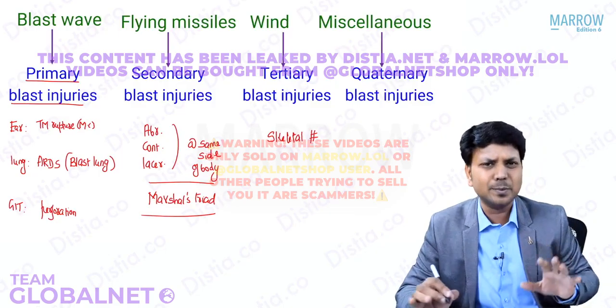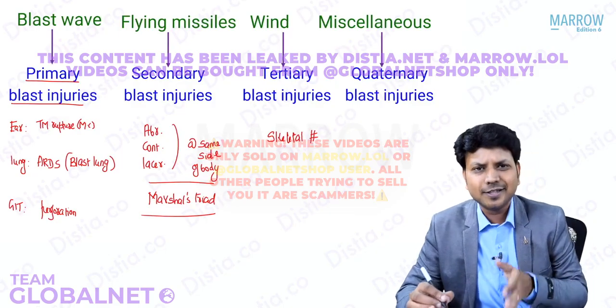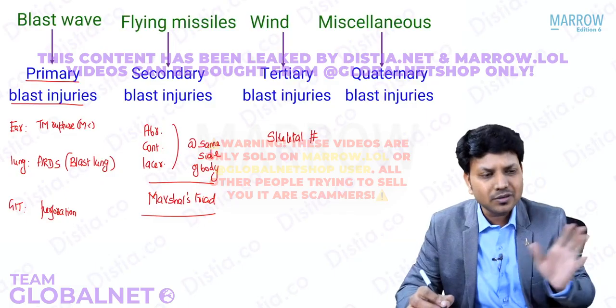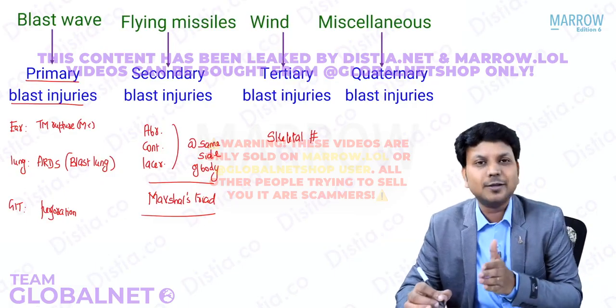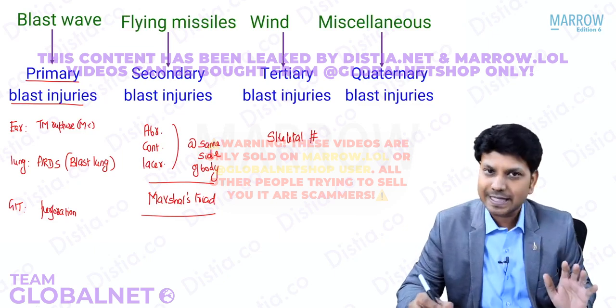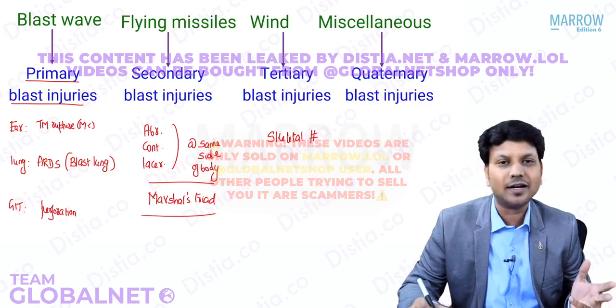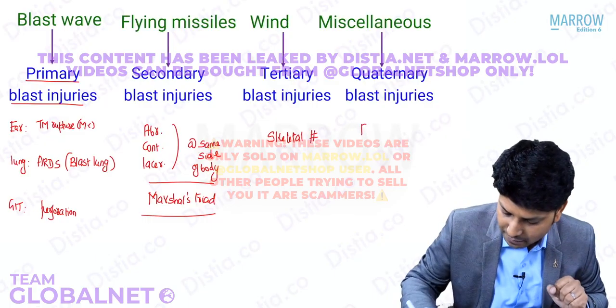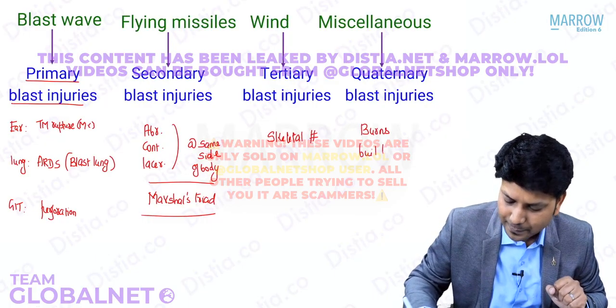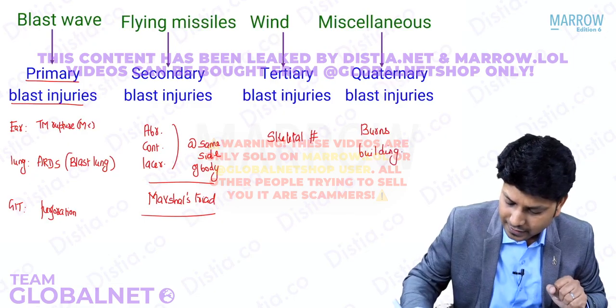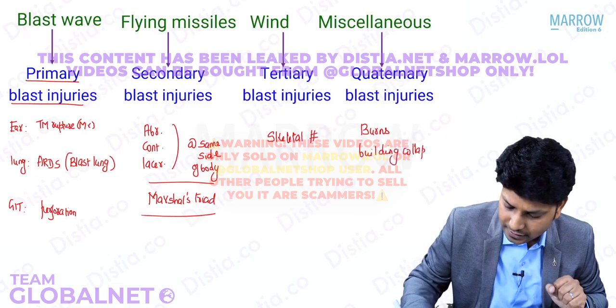Okay, it's very simple. Primary, secondary, tertiary, quaternary. You just have to know the sequence. First one is blast wave, second one is flying projectile, third one is wind, and the last one is miscellaneous. What injury can you get in quaternary? The person can get burns due to fire, or there can be a building collapse. Depending on whatever is there, the person can have injuries.